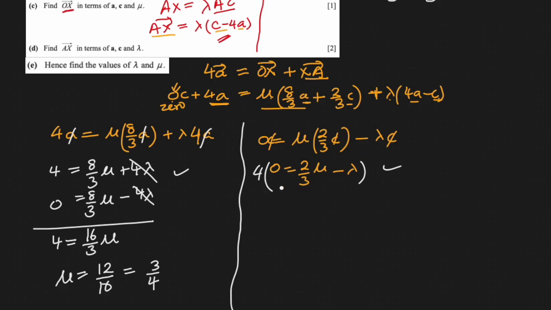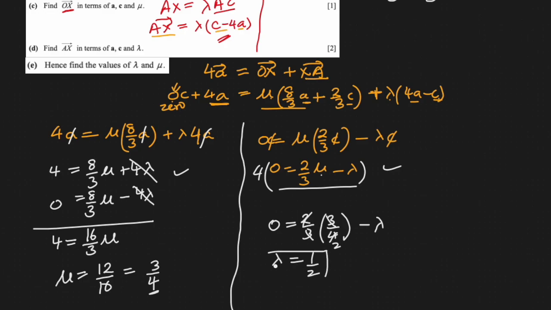What about lambda? We can use here the value of mu. This one I can substitute here in this one. So 0 is equal to 2/3. Mu is 3/4 minus lambda. So lambda can be taken to the left side. Equal to 3 and 3 cancel, 1 over 2. Got the value of lambda as well as mu.